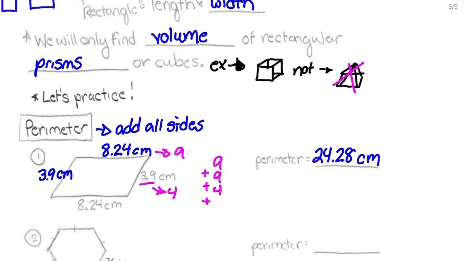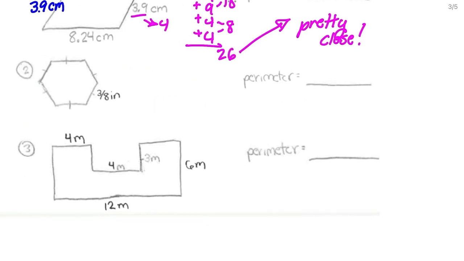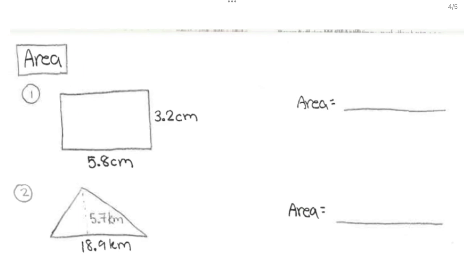Now, estimating this will help if you struggle with adding decimals or fractions. If you look, I get the estimated number of 26, and that's not too terribly far off. We're actually going to flip to the next page and try area. The other perimeter problems you will do at a later time.